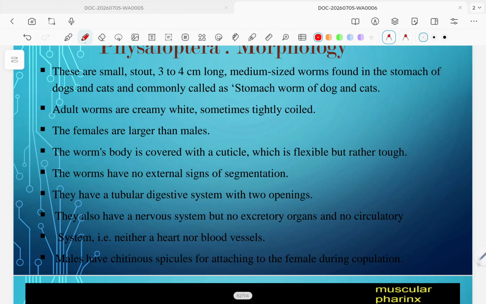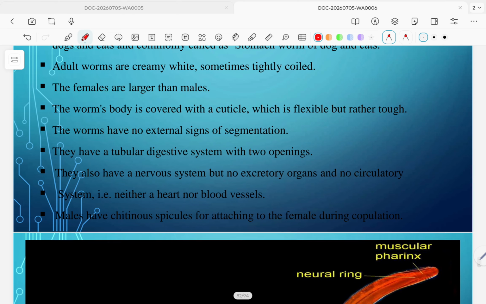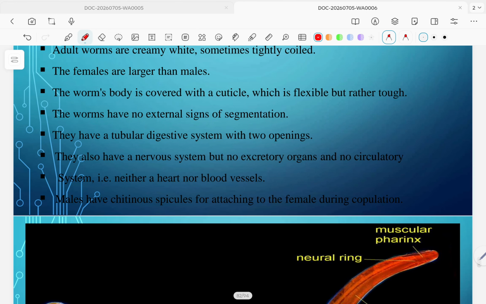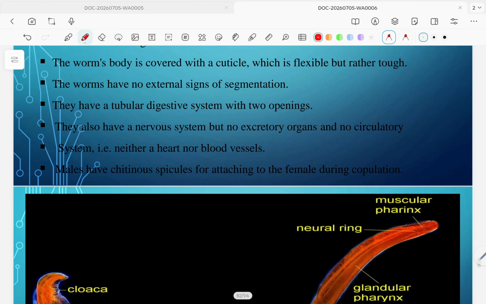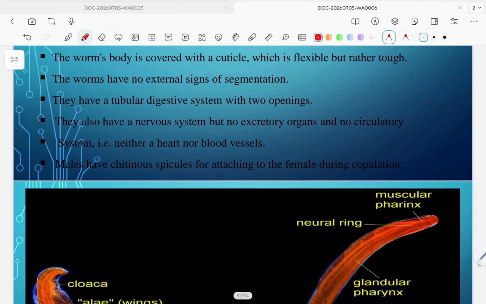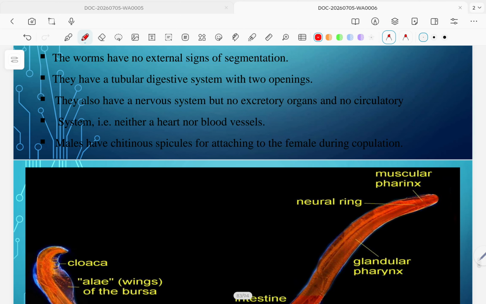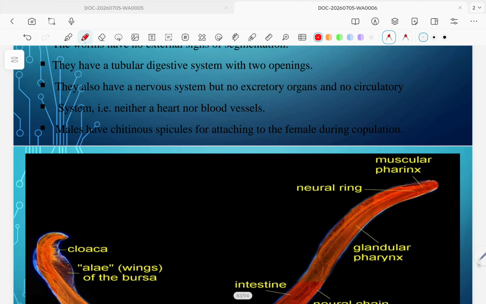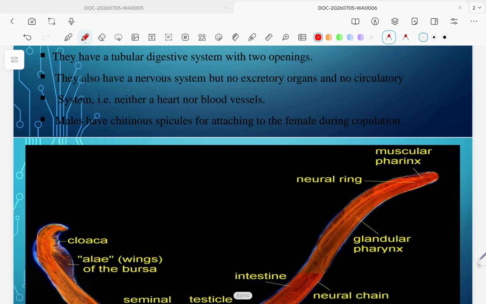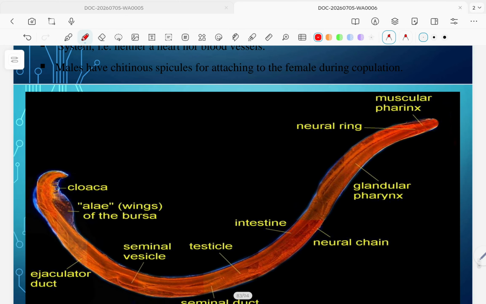The worm's body is covered with a cuticle which is flexible but rather tough. The worm has no external sign of segmentation. They have a tubular digestive system with two openings. They also have a nervous system but no excretory organ and no circulatory system, neither a heart nor blood vessels. Males have chitinous spicules for attaching to the female during copulation.